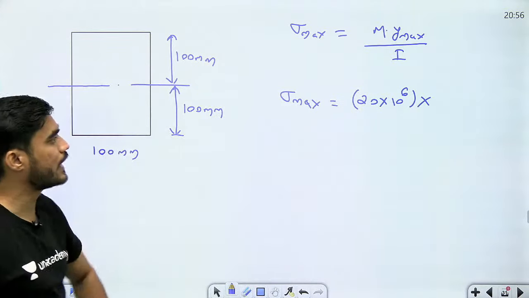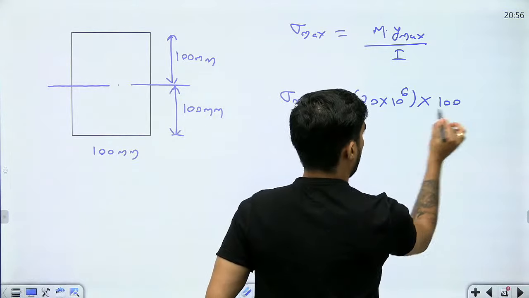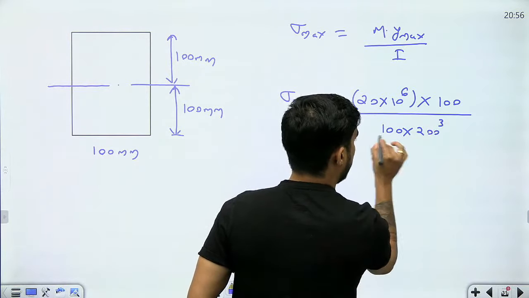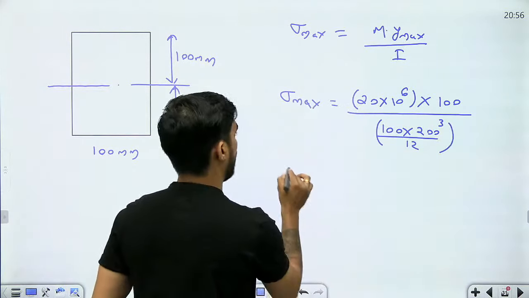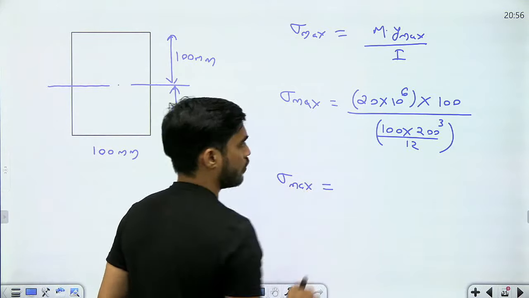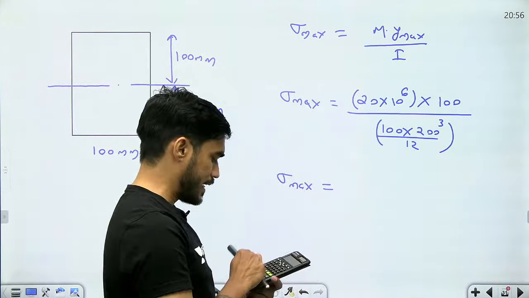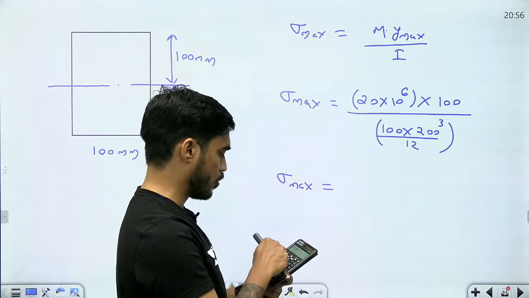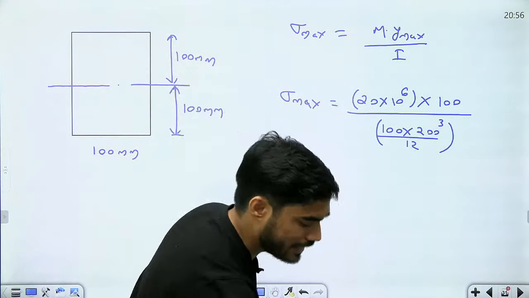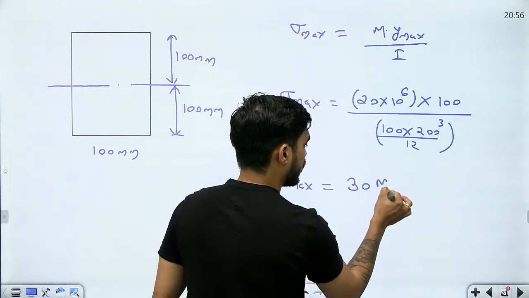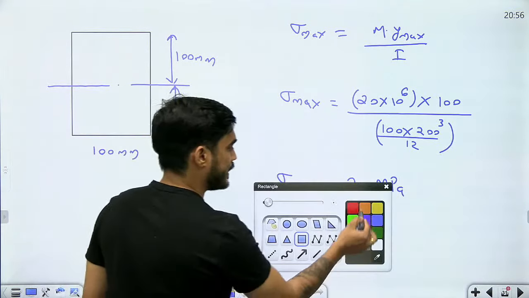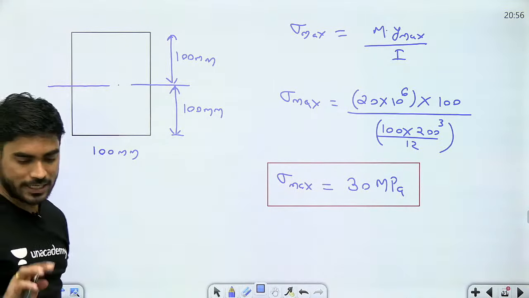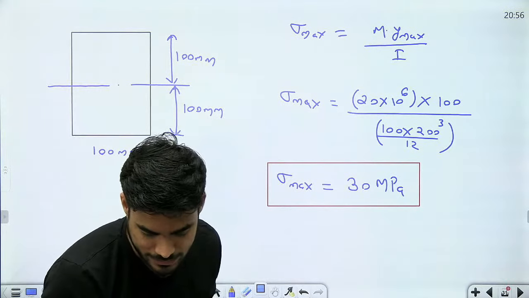What will be y maximum here? Y maximum will be 100, and what will be I? Moment of inertia, 100 into 200 cube by 12, that is bh cube by 12. So beta, what are you going to get? I will get 20 into 10 to the power 6 into 12 divided by 200 cube. The 100 will cancel. So I will get 30 megapascal maximum bending stress in tension as well as in compression, because it is a symmetrical section. So in tension and compression the stress will be the same, 30 megapascal.